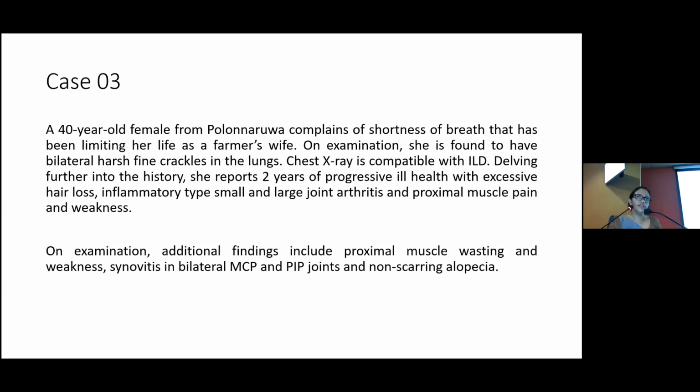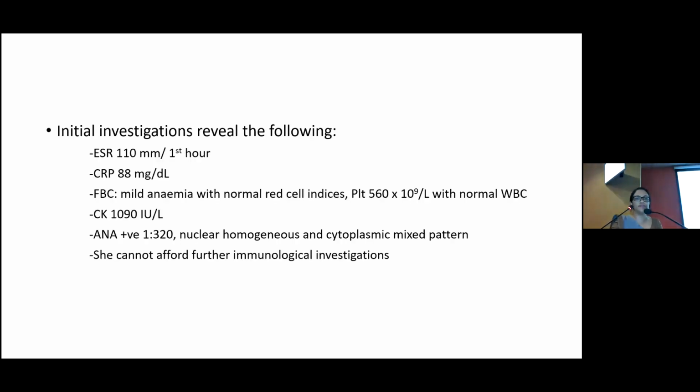So you would agree here that this is a bit more of a difficult case because things are cropping up from here and there. There are some features of an inflammatory arthritis. There's an ILD. There's proximal muscle weakness as well, and muscle pain, and excessive hair loss. So, things from different diseases. And on examination, additional findings include proximal muscle wasting, synovitis in bilateral MCP and PIP joints, and non-scarring alopecia. So this history is confirmed on examination.